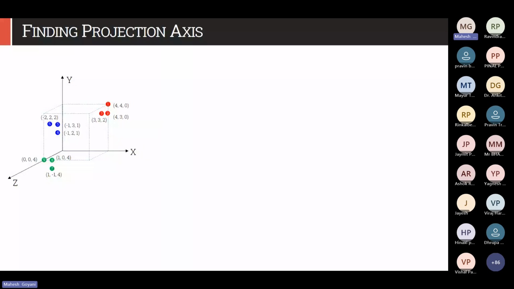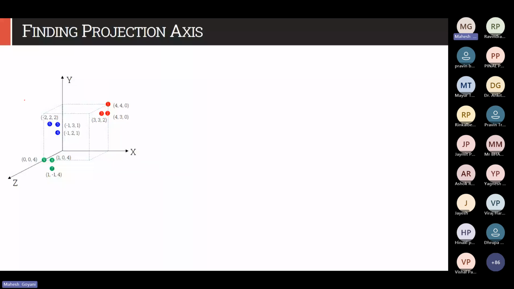We have three classes, red, green, and blue, and I have written their dimensions. Assume that these are some attributes, maybe temperature, pressure, humidity, or whatever it is. Maybe, for example, blood pressure, heartbeat rate, and sugar level. It depends on the problem, but I'm just taking some hypothetical example. So these three represent class 1, class 2, and class 3. And I'm using a three-dimensional system right now.